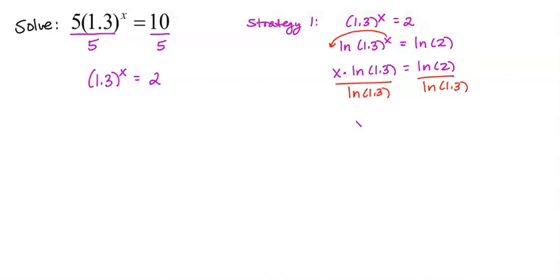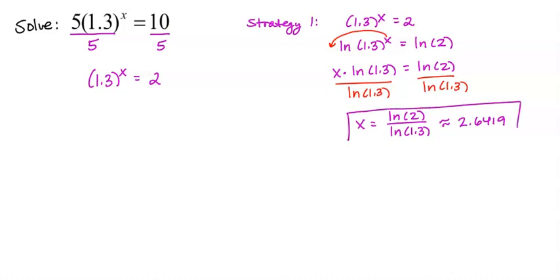So this gives me that x is equal to the natural log of 2 divided by the natural log of 1.3. If I put this into my calculator, I find that x is approximately 2.6419. So that first fraction would be my exact solution in terms of logs, and the second is a decimal approximation rounded to 4 decimal places. So let's look at a second strategy.